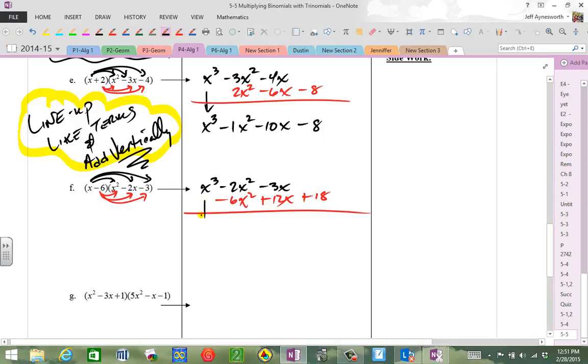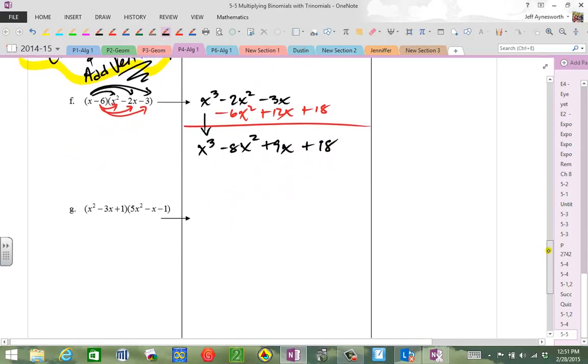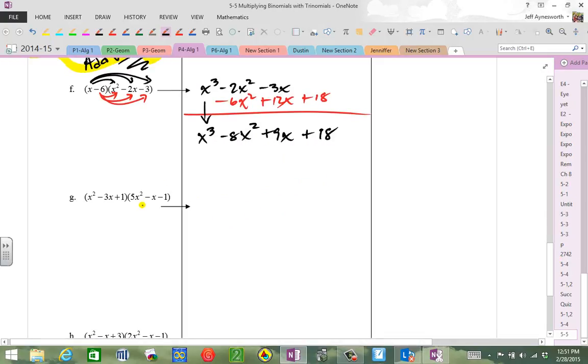All right, what do we get? We get x cubed, okay, minus 8x squared, because a negative 2 plus a negative 6 is negative 8. 12 minus 3 is 9, and is positive, and then plus 18. Okay? All right, pause the video, try the next one.